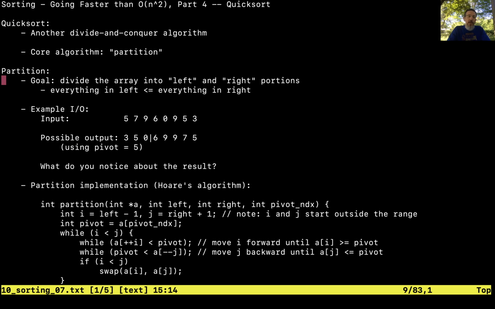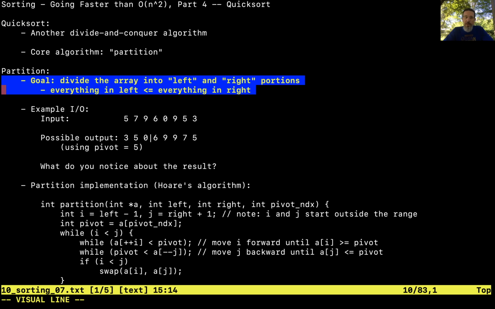Okay. The goal of partitioning, the partition algorithm, is to divide an array. It could be the entire array or just a subportion of that array, because this is a recursive algorithm, into two parts, which we'll call left and right. And it should have the property that after the partition is done, everything in the left portion is less than or equal to everything in the right portion.